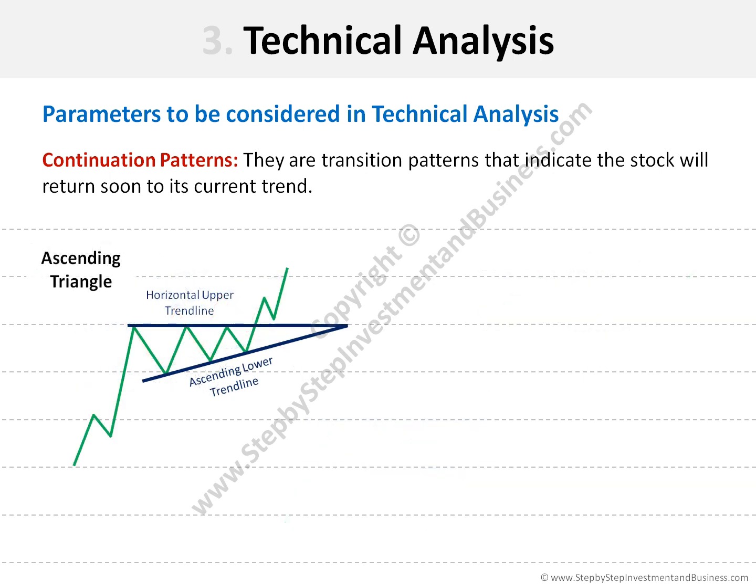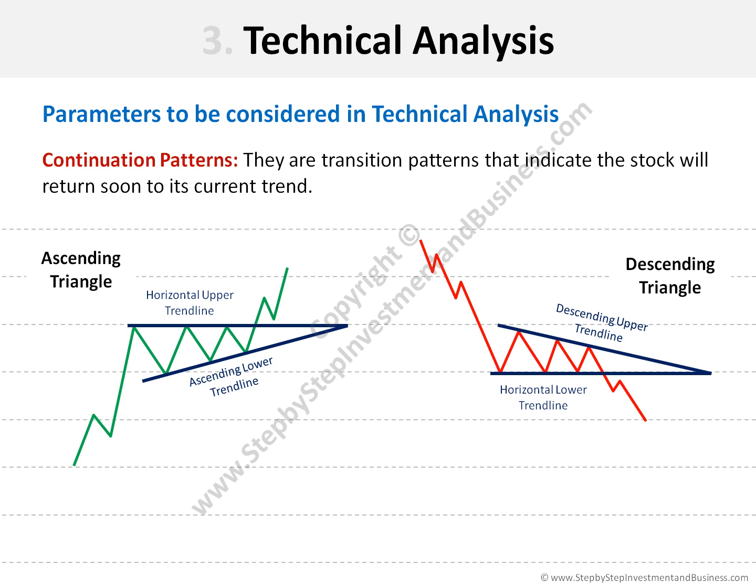Another formation of continuation patterns is the one known as triangle. It can be ascending, descending, or symmetrical. Right now, we are seeing an ascending triangle which has two converging trend lines. The lower trend line is ascending, and the upper trend line is horizontal. In this case, the stock prices, represented by the green curve, fluctuate within the mentioned trend lines.